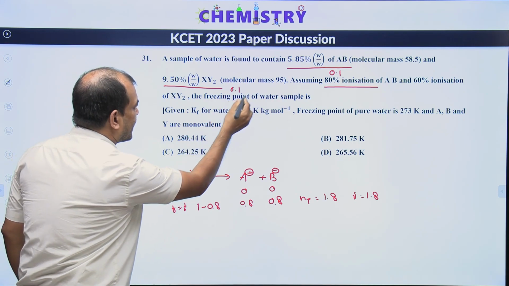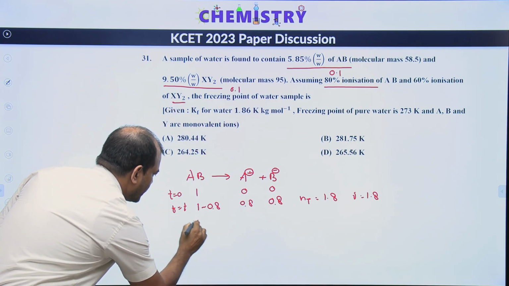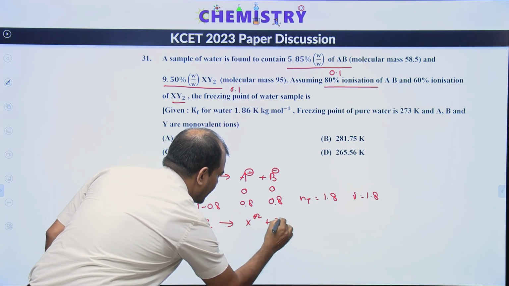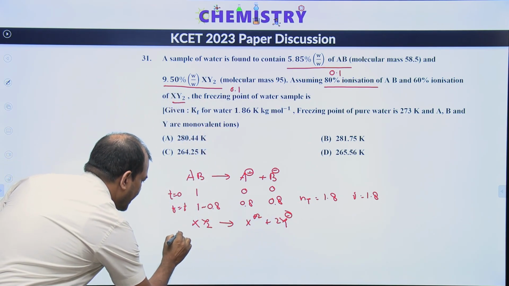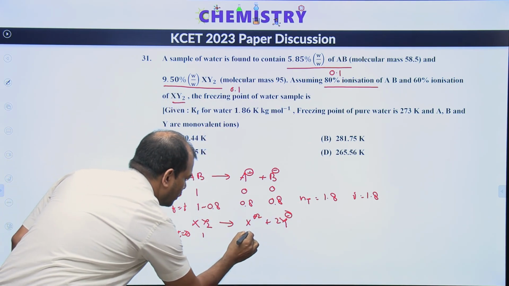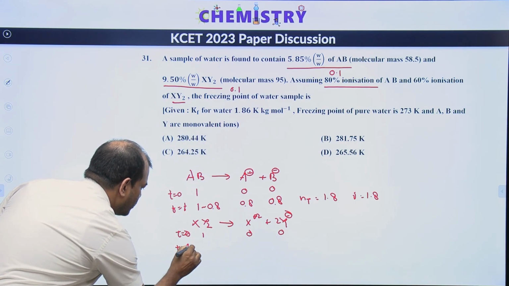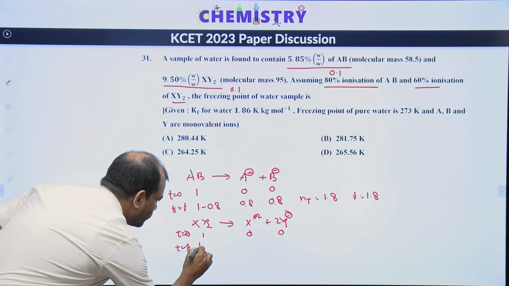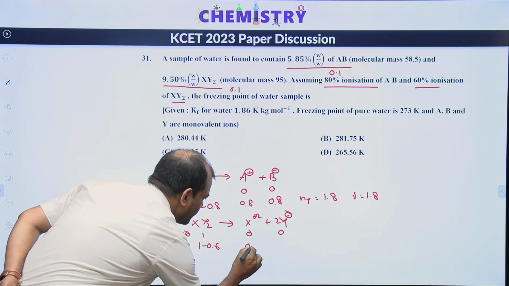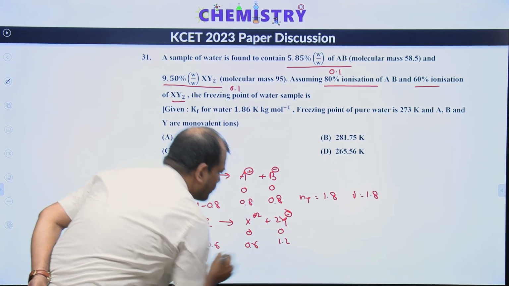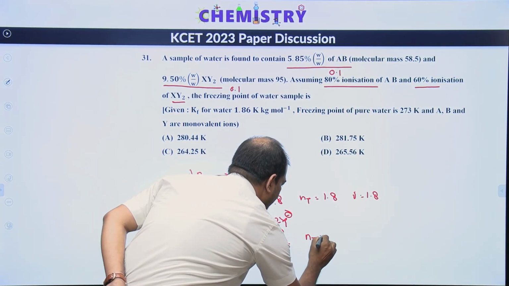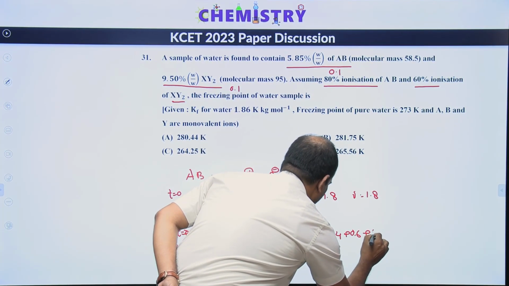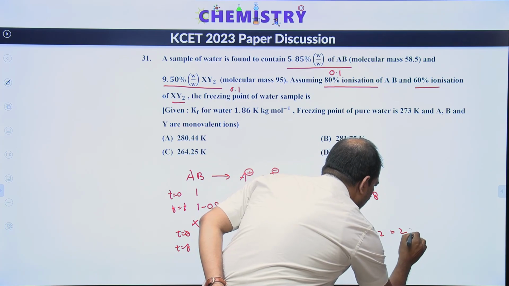Similarly, for the next compound, XY2 undergoes dissociation into X2+ plus 2Y−. Again I assume the same thing: at t = 0 it is 1 mole, 0, 0. At time t, the degree of dissociation is given as 60%. Now I'll write 1 minus 0.6, that is 0.4, then 0.6, and this will be 1.2. Now the total number of moles here will be 0.4 plus 0.6 plus 1.2, that means it is 2.2.